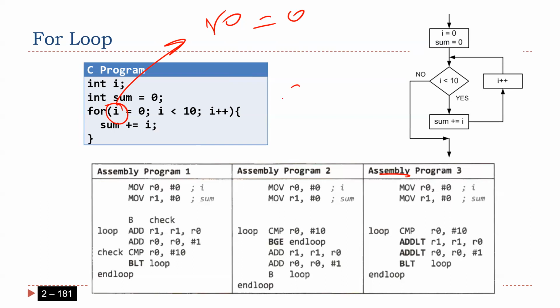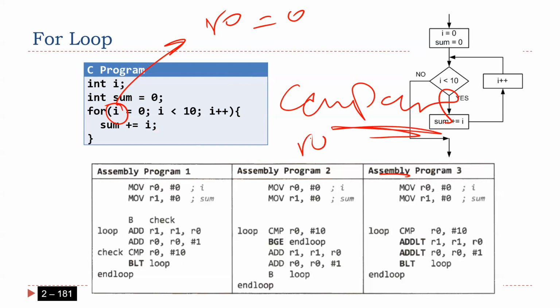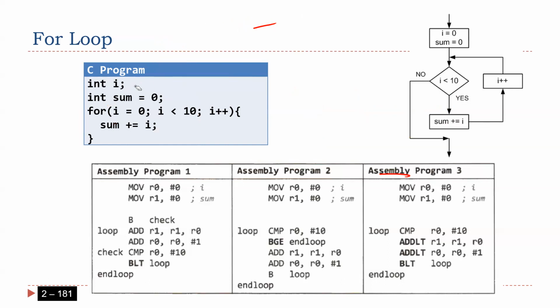Also, every iteration, I'm going to compare R0 to this number, okay? As long as R0 is less than this number, I'm going to keep looping. So here I explain different ways. To me, this is the easiest way. You can just use it. I just want to make it easy.